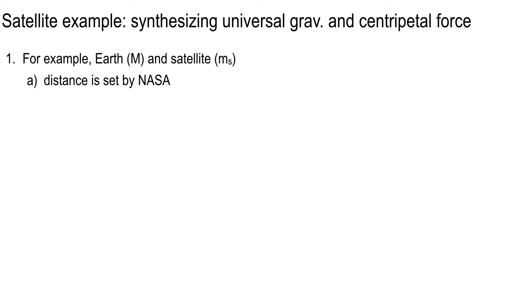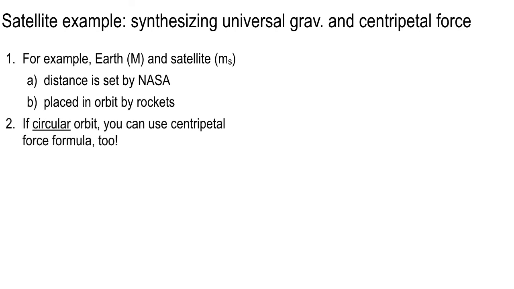The way that works, you set the distance, and then NASA designs the orbit and the rockets to get you to the orbit, like in Hidden Figures. And they get you up there, hopefully, if they know what they're doing. So here's an example. We're just going to assume circular orbits for simplicity. You can do all this with elliptical orbits, but to do that, you have to use a lot of calculus and trig. So we're going to stick to circular, because then we don't have to use any fancy trig or calculus. There's a lot of calculus behind all this stuff.